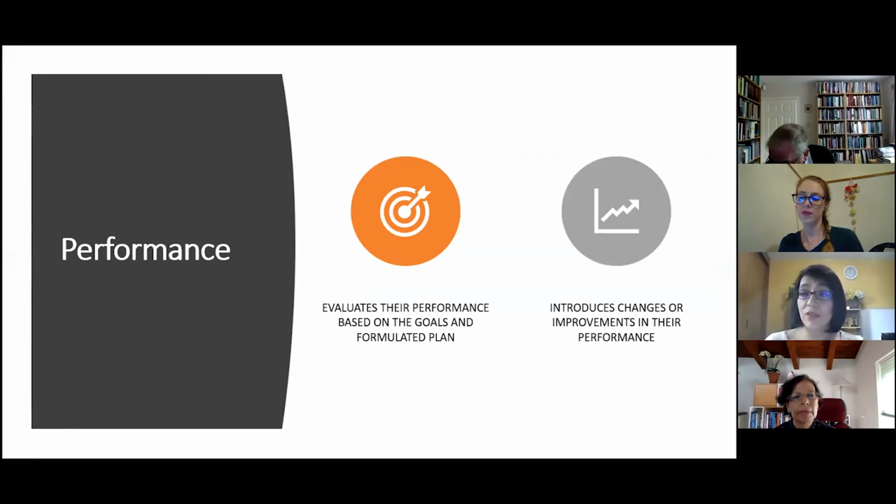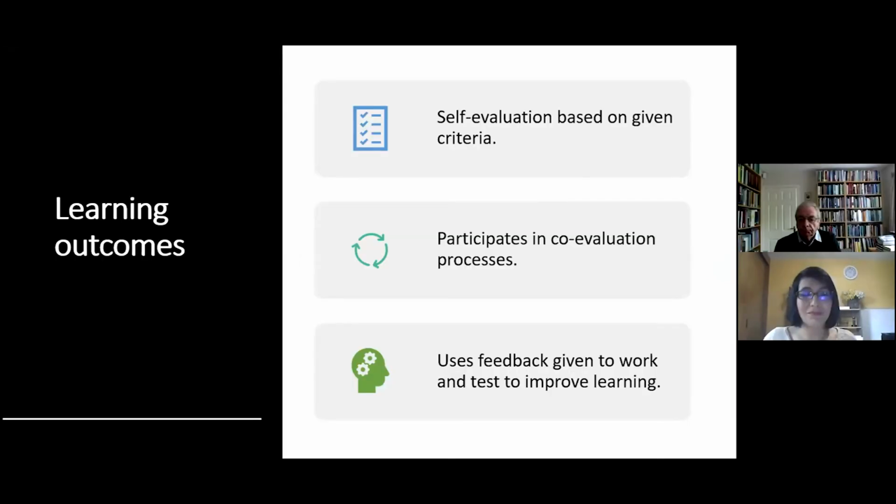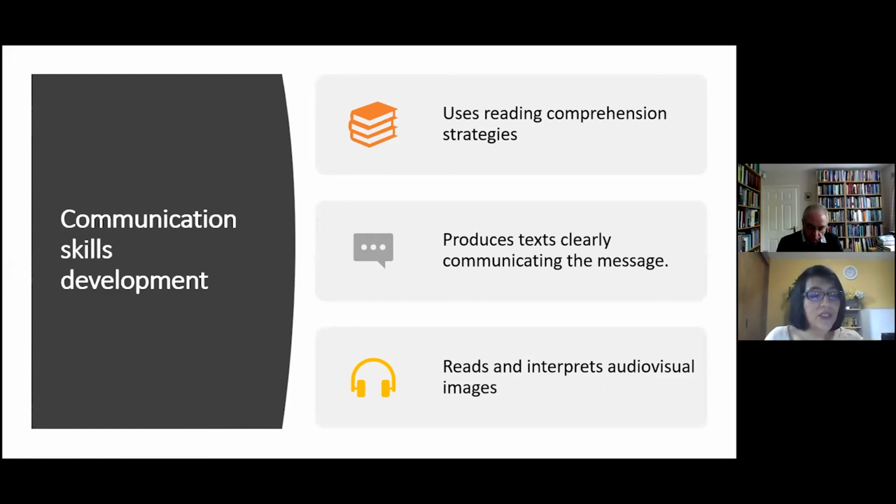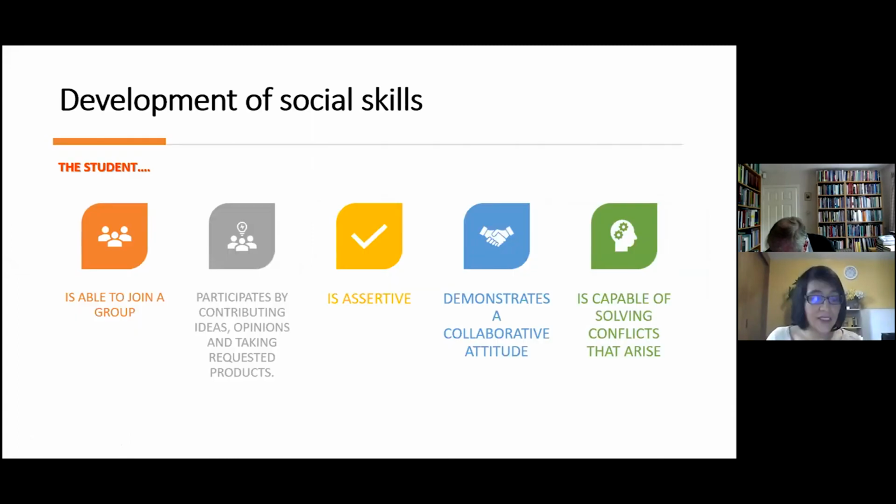Performance is also important in the process, because the students in general evaluate performance based on the goals and formulated plan. I was telling you about learning outcomes, and this is related to self-evaluation based on criteria and participation in evaluation processes. So, communication skills development. The student uses reading comprehension strategies, produces text clearly communicating the message, and reads and interprets audiovisual images.